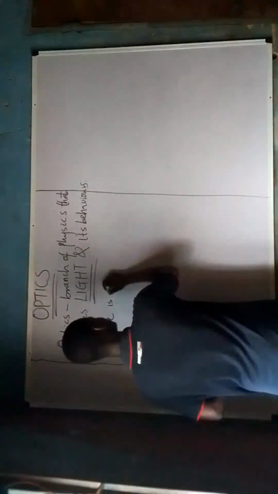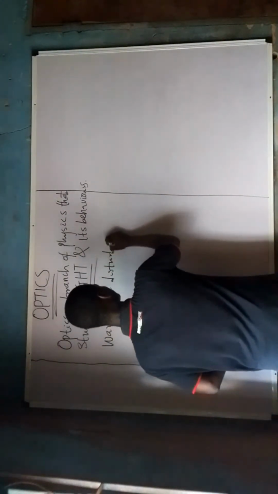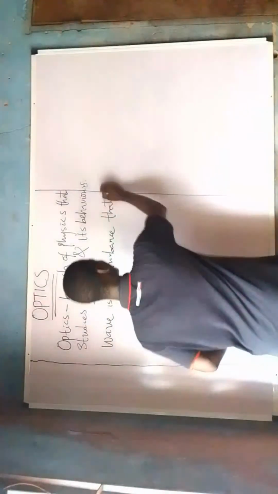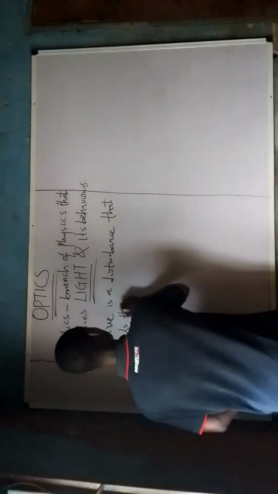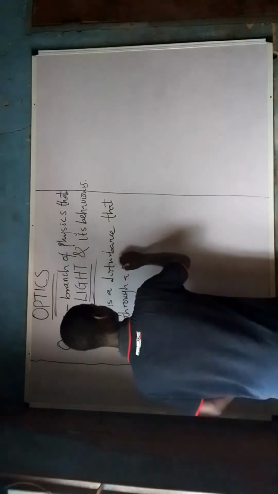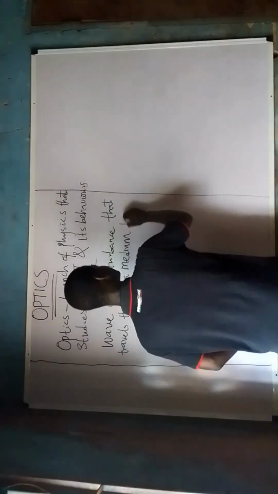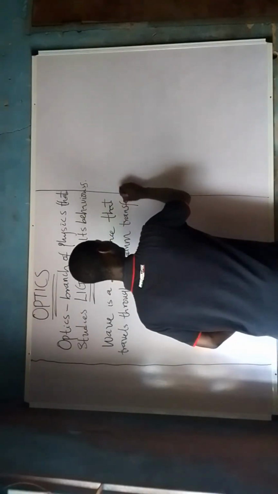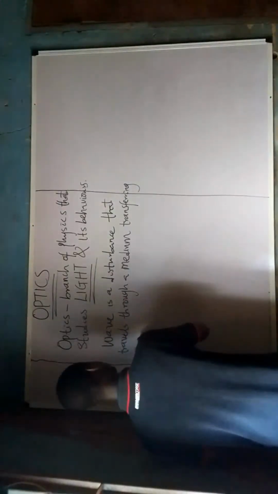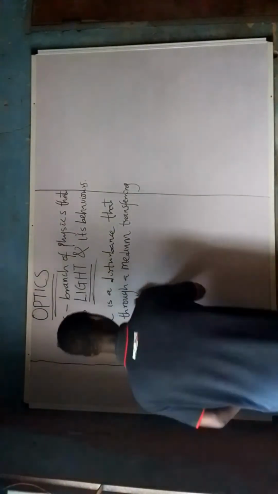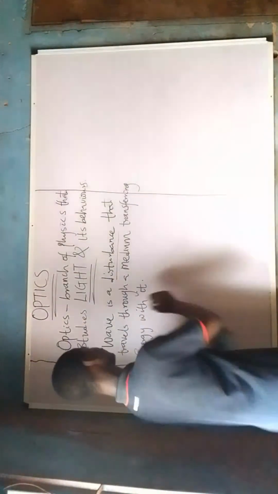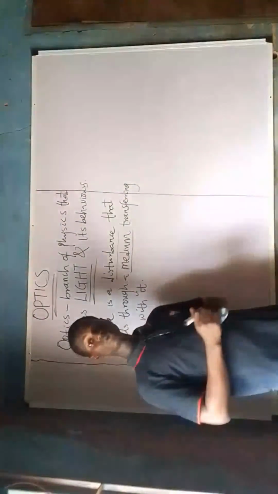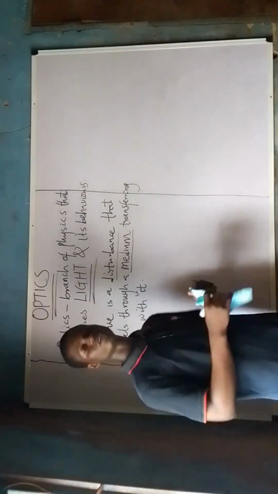A wave is a disturbance that travels through a medium, transferring energy with it. So basically we'll go by it. A wave, first of all, is a disturbance. Let's say a vibration. It travels through a medium. That means every wave, in most cases, requires a medium. Most waves require a medium for them to pass through.